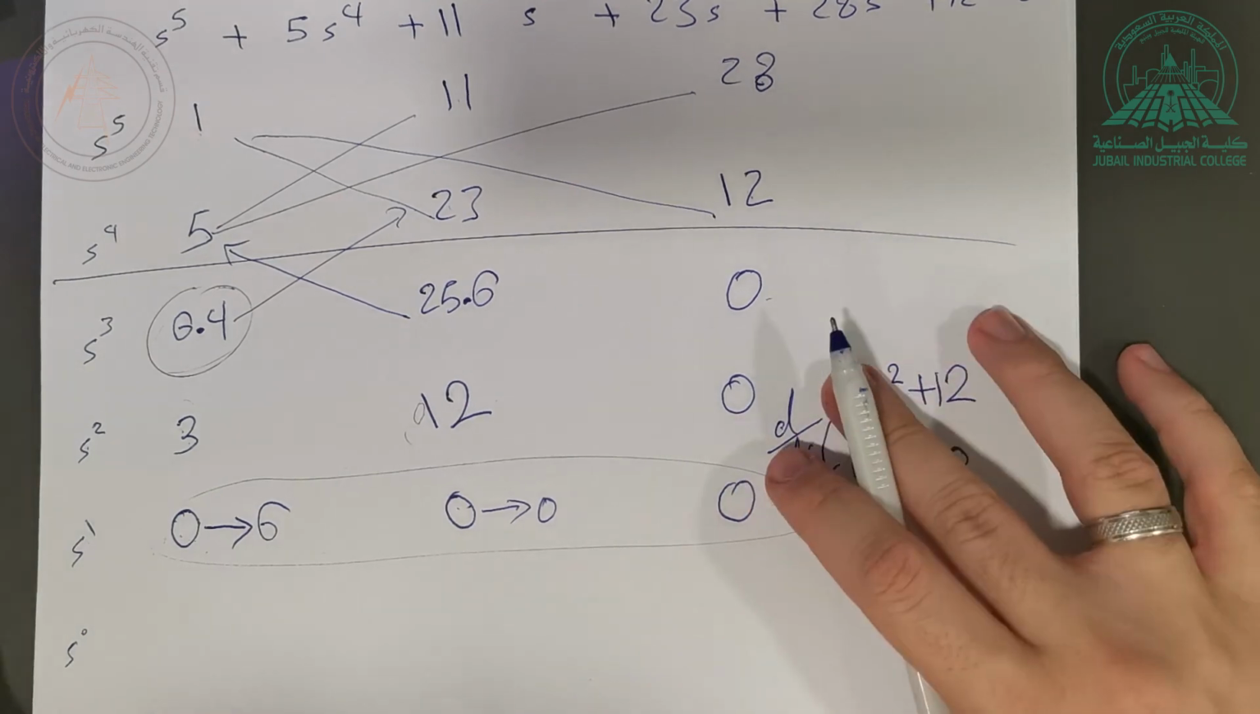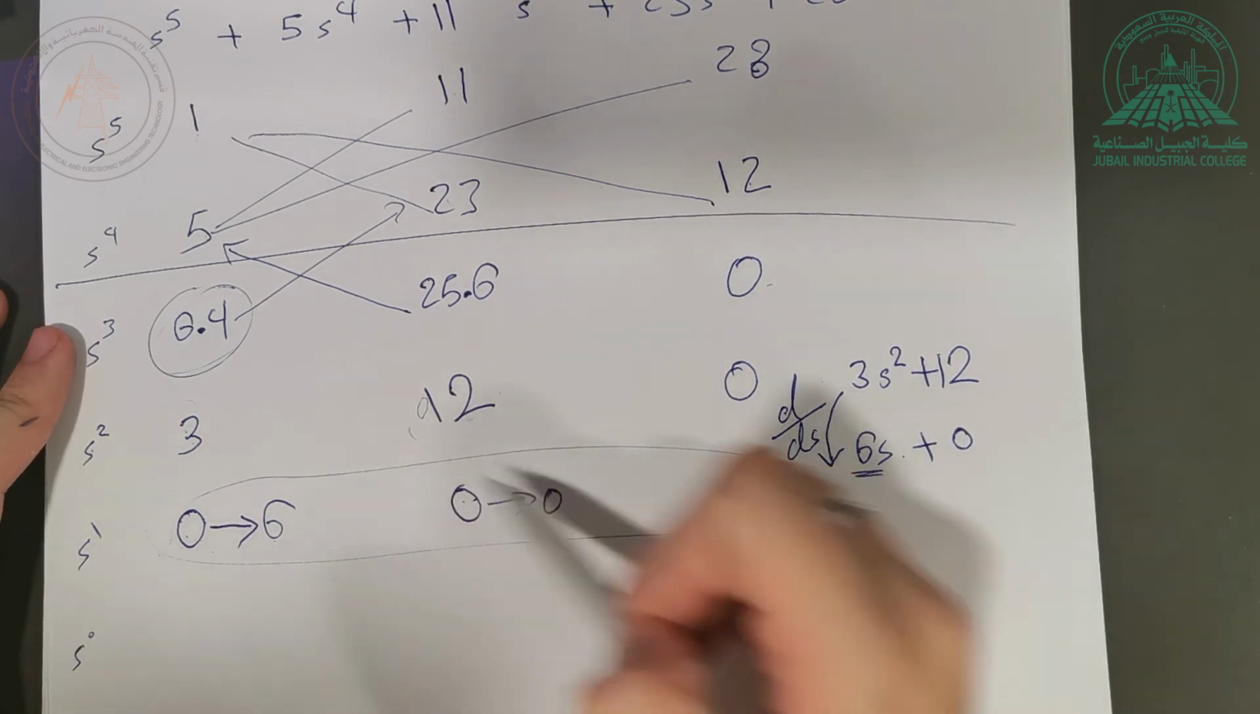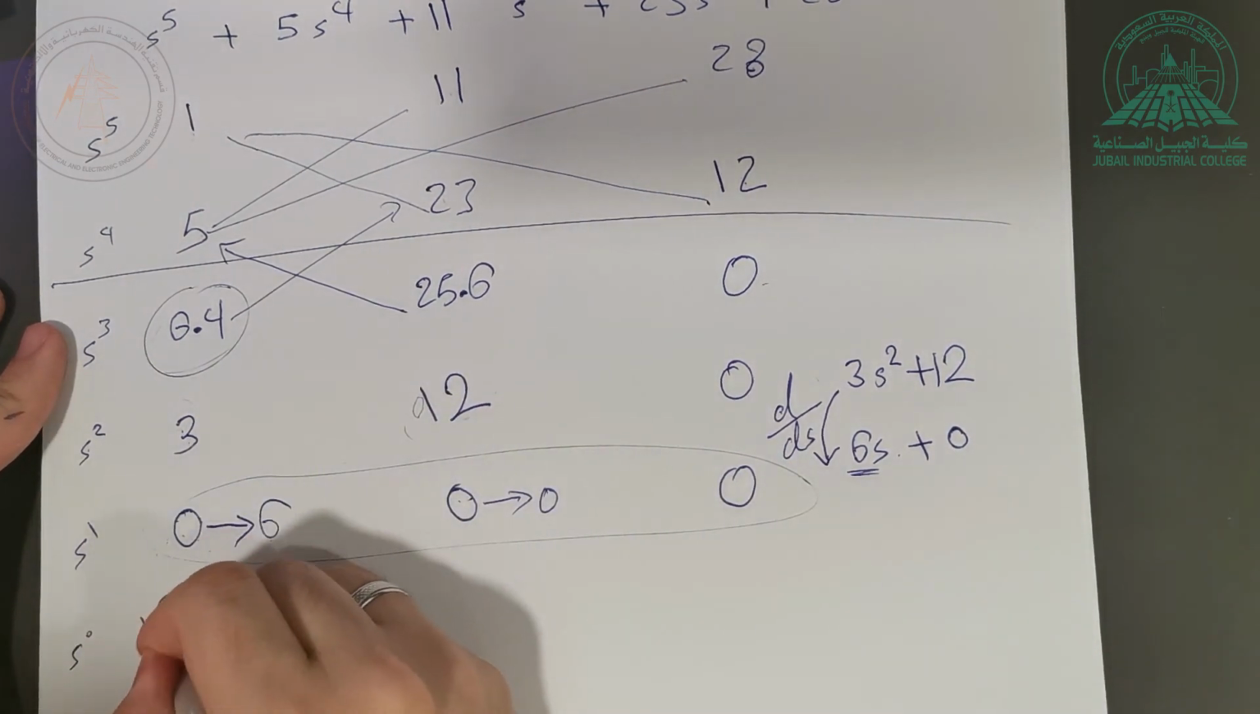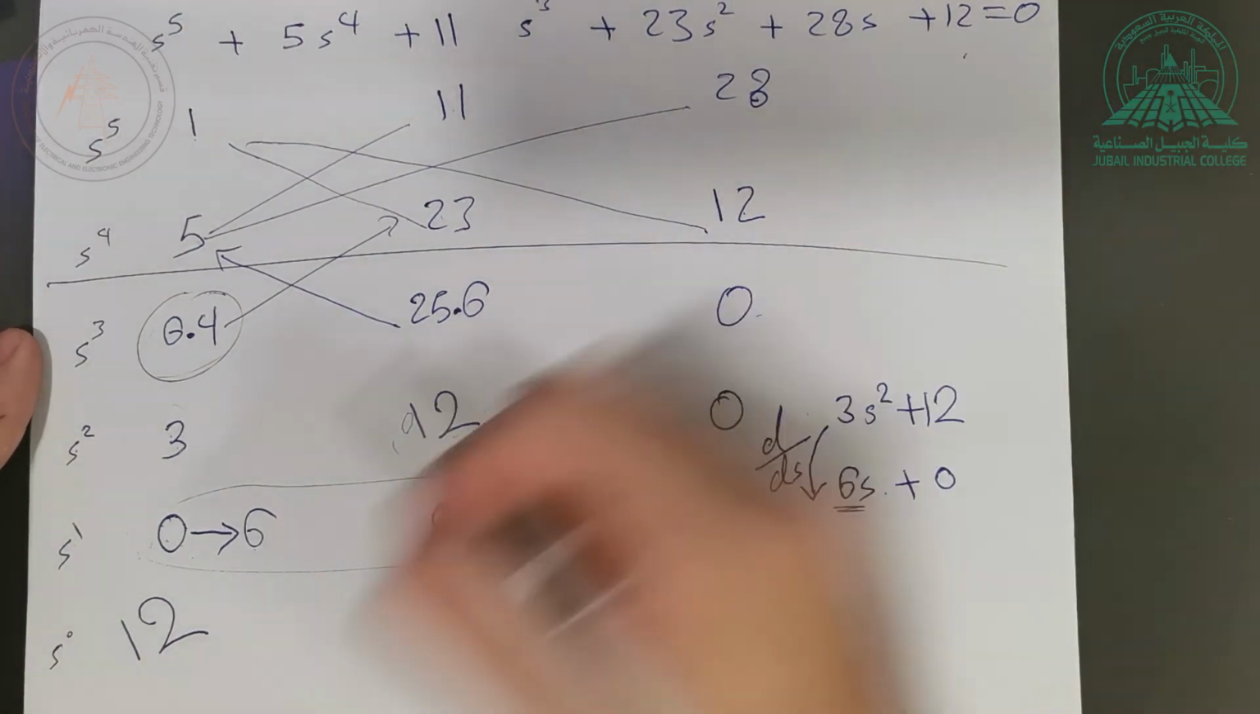Now what is the last element that we have here? It is going to be equal to 6 multiplied by 12 minus 0, divided by 6, so you get 12. And look here, this is the constant. It's 12, the same, and that's correct.